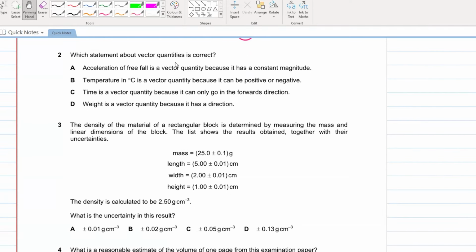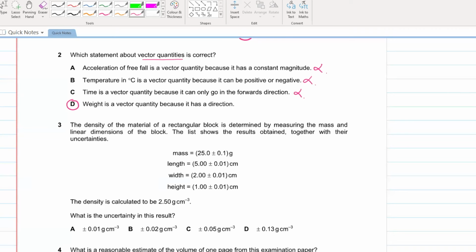Which statement about vector quantities is correct? Acceleration of free fall is a vector quantity because it has a constant magnitude. No. Temperature in degree centigrade is a vector quantity. No. Time is a vector quantity. No. Weight is a vector quantity because it has a direction. D is again the correct option here.